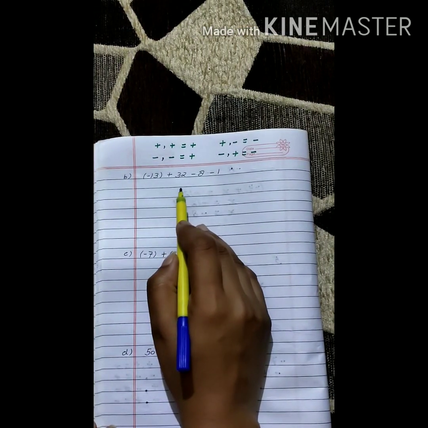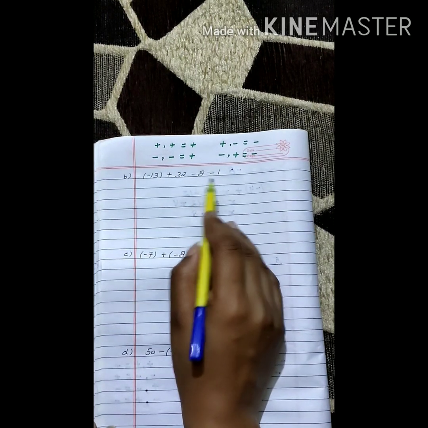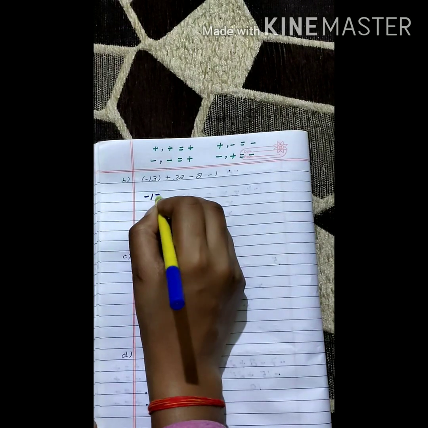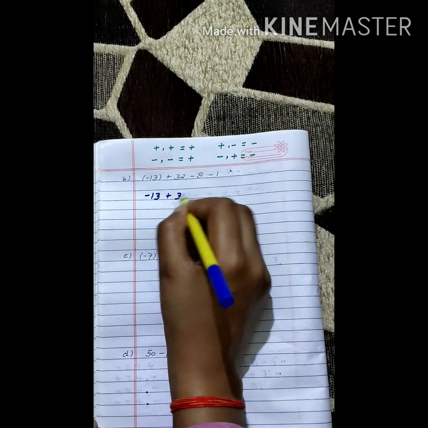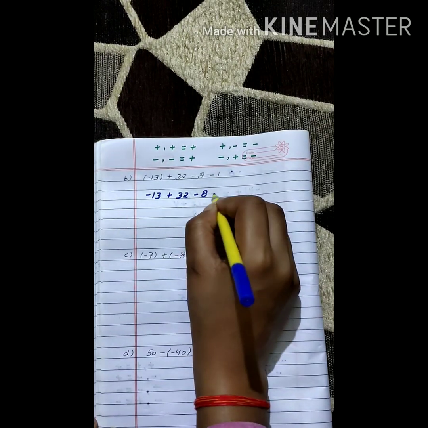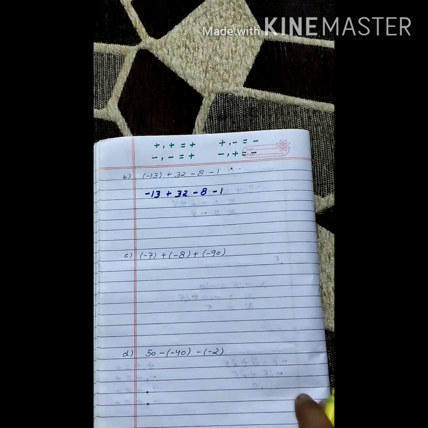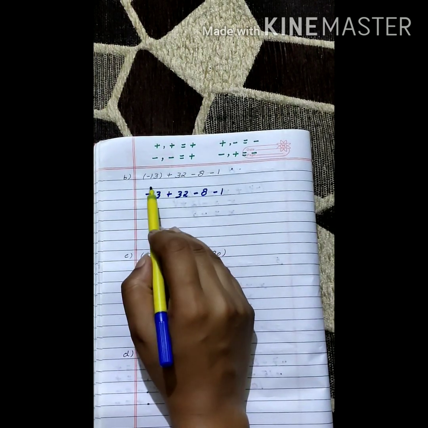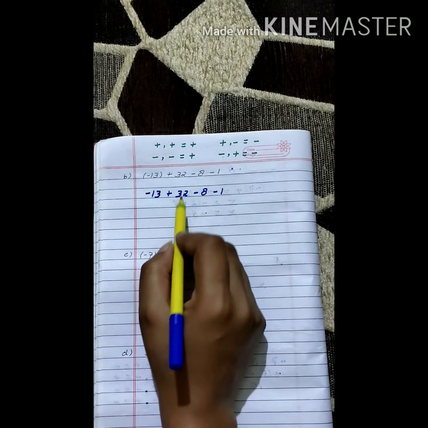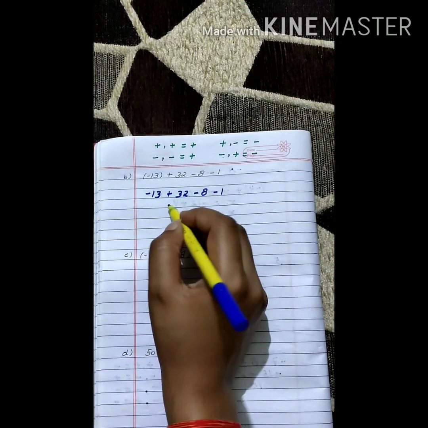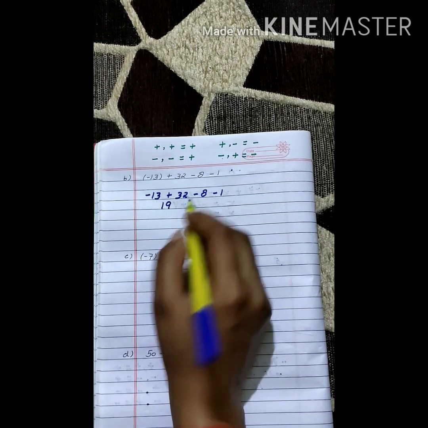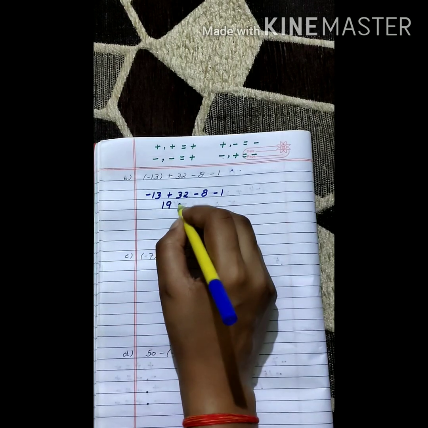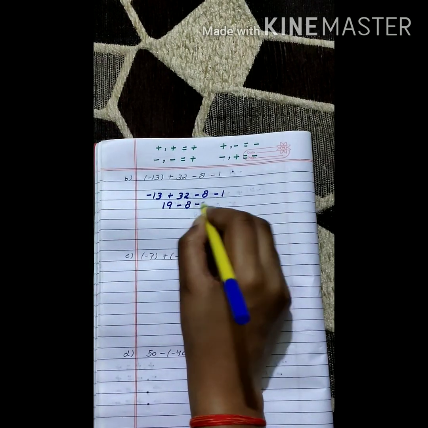B part. Minus 13 plus 32 minus 8 minus 1. Here no term has 2 signs together. So we will write as it is. Minus 13 plus 32 minus 8 minus 1. Now firstly we will solve the first 2 terms. It is negative and it is positive, and we know that minus plus is minus. So 32 minus 13 is equal to 19, and here 32 is the greater integer and it is positive, so 19 is also a positive integer. Minus 8 minus 1.